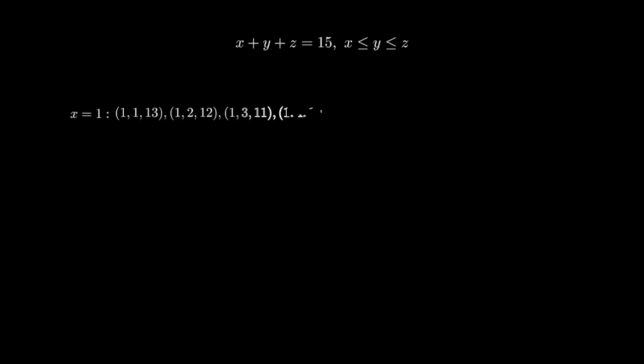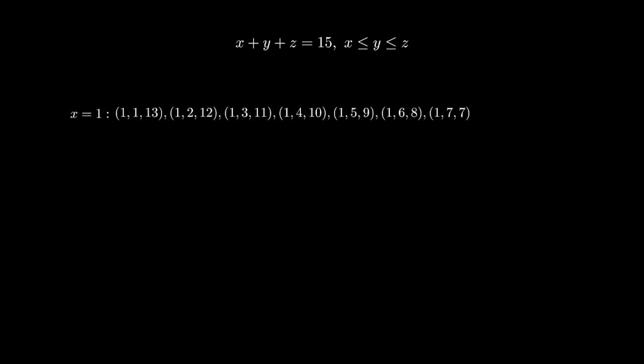So when x is 1, we're going to look at all the cases where y is greater than or equal to 1, but then z is less than or equal to y. So we start off with x is 1, y is 1, y is 2, y is 3. And then we're going to stop when y is equal to z. And so that happens when they're both 7.